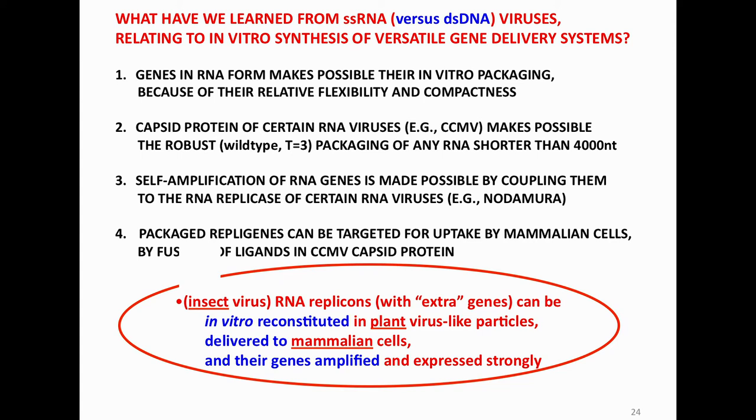We use the fact that certain plant viruses like CCMV have promiscuous indiscriminate capsid proteins that will completely efficiently package the RNA replicon gene. We use the self-amplification strategy of positive sense RNA viruses and take advantage of the fact that those particular replicases work in mammalian cells. So we haven't created an artificial virus, but if you like, a hybrid virus for the reasons I talked about.